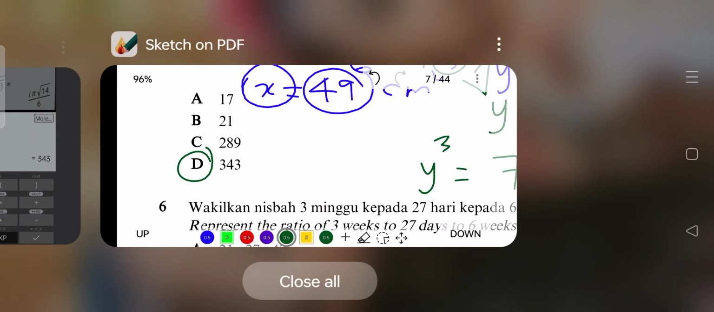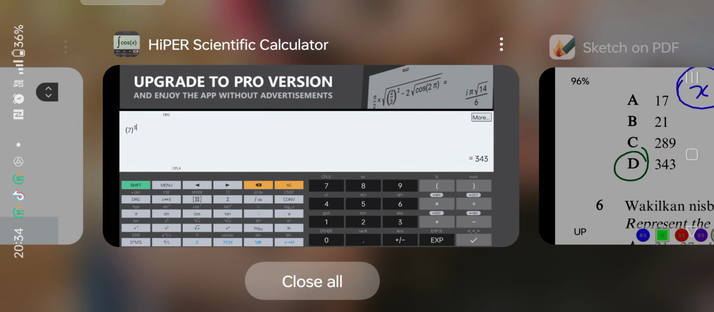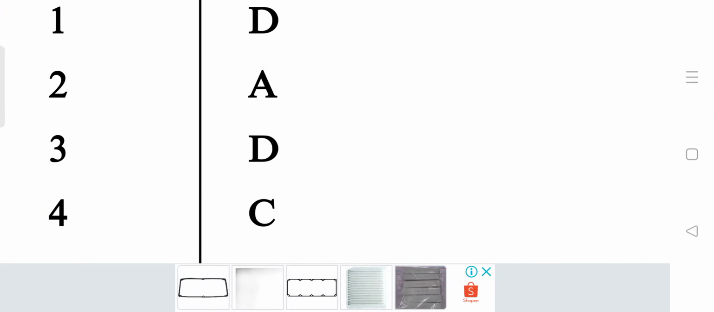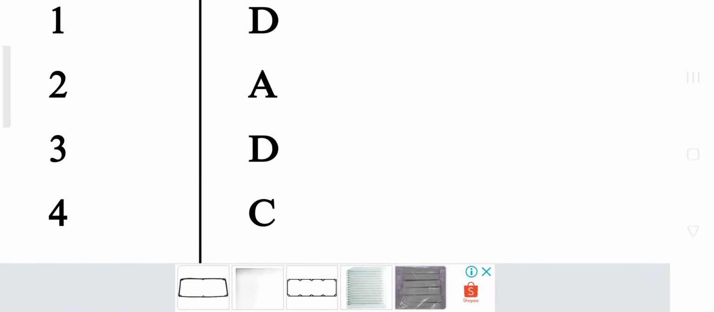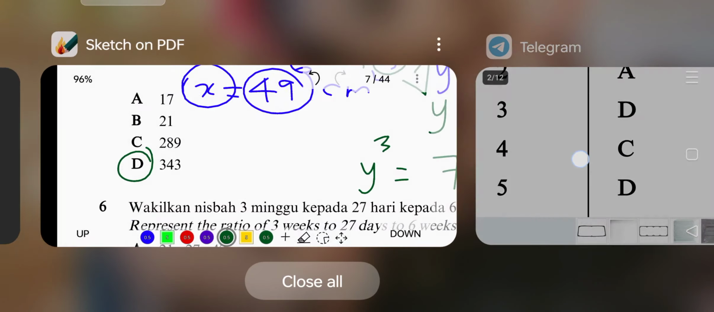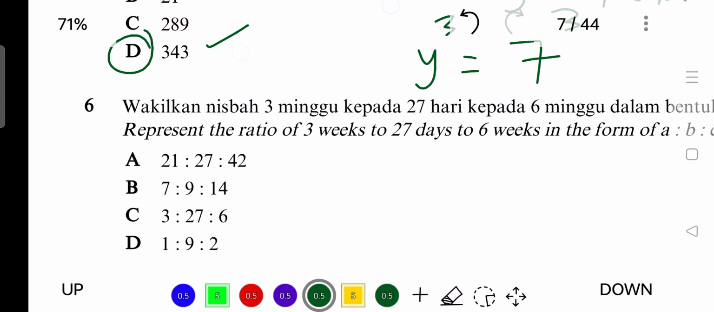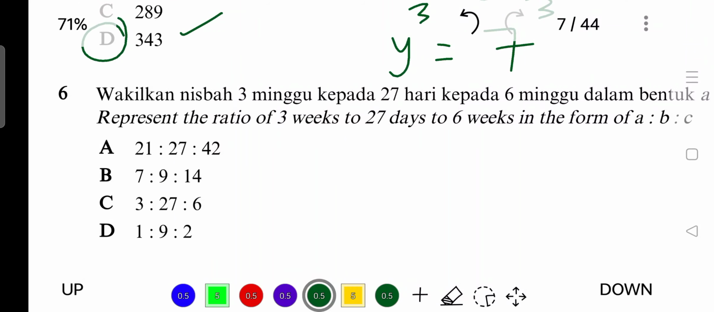Do we have answer 343? Yes, we do. The answer is D. Answer for number 5, right? Number 5, yes. Answer is D. We got it correctly. Let's move to number 6.